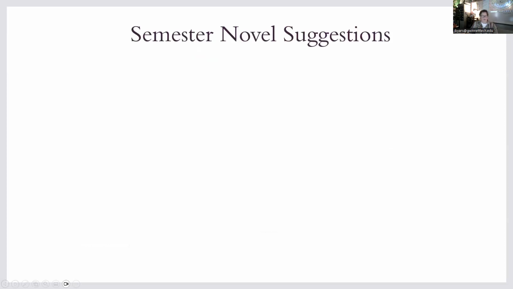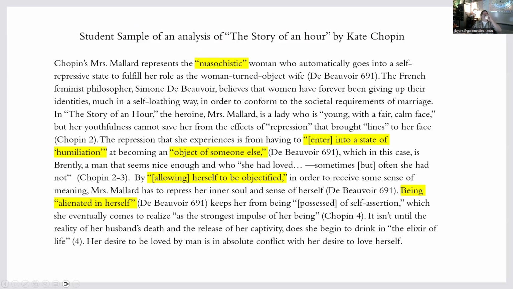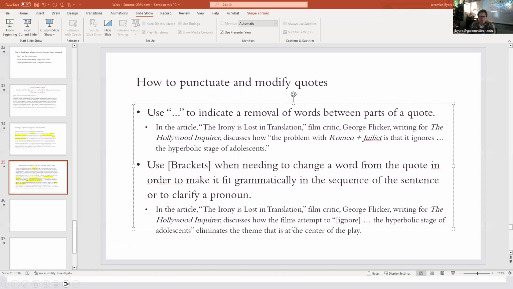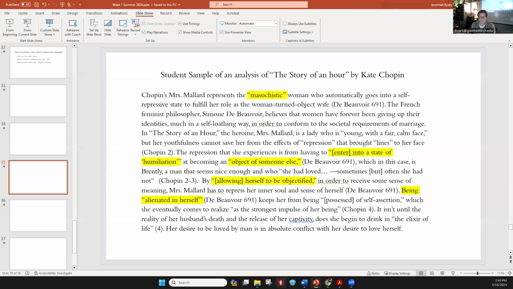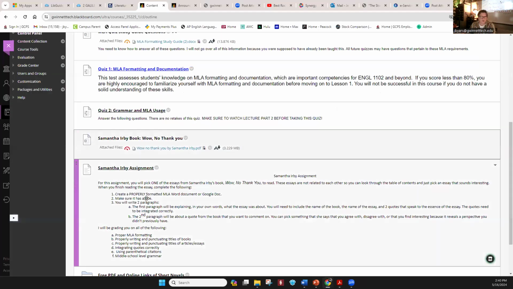All right, so look, I'm going to get to the novels in a moment. All this matters in that you are, this week, going to be completing this Samantha Irby assignment.